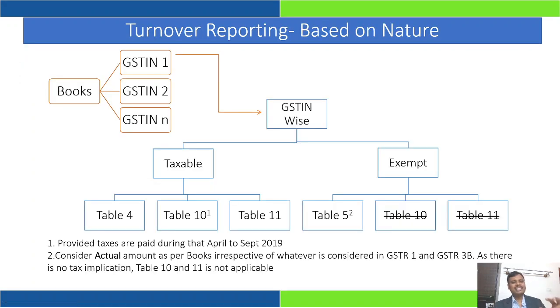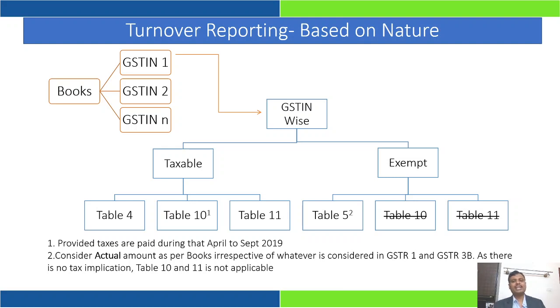Now, having said that, it is our duty to understand where I should report. Table 4, 10, 11, 5, there are various tables. How do I report? Please note, taxable turnover would go between table 4, 10 and 11. In our next chapter, we will deal with how we do the segregation.